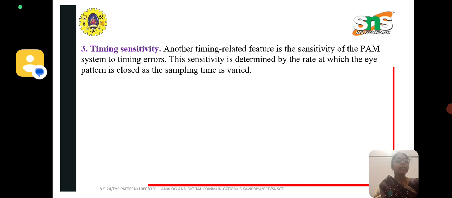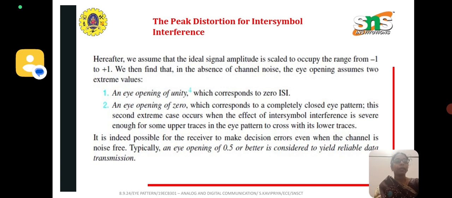And next is time sensitivity. Another timing related feature is the sensitivity of a PAM system to timing errors. This sensitivity is determined by the rate at which the eye pattern is closed as sampling time is varied.